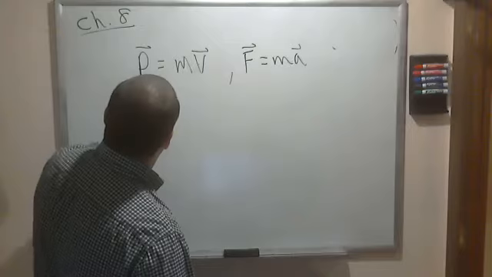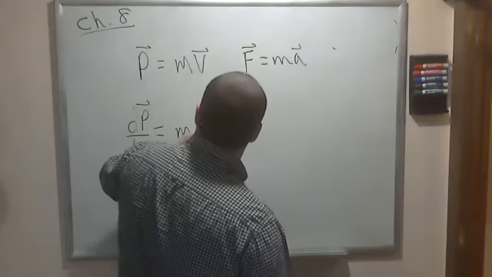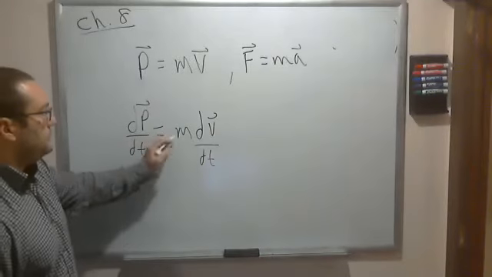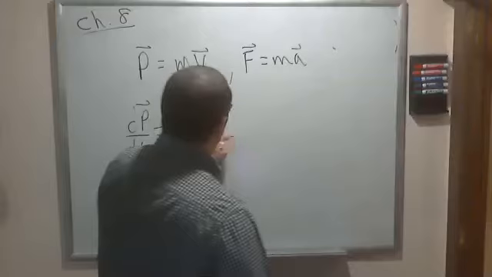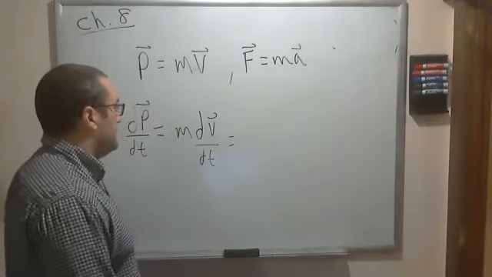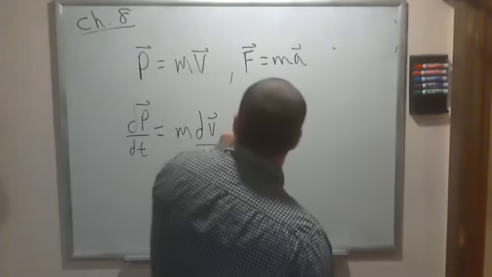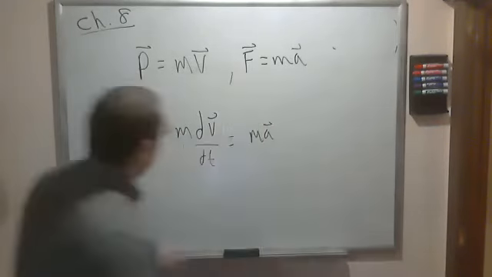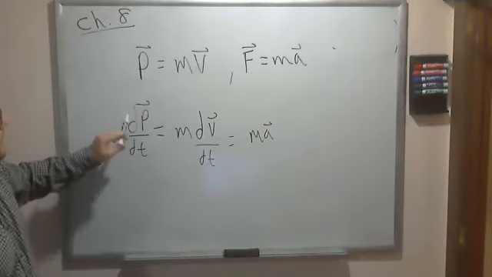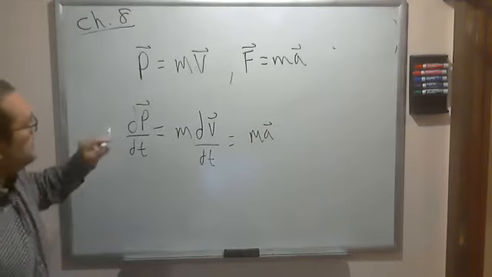of the momentum, right? Like this, m doesn't change, so it's just a constant. So we have something like this. And this is the derivative of velocity with respect to time, and that's the definition of acceleration. So we find that the force is related to the momentum by the change in momentum. The force is related to the change in momentum.